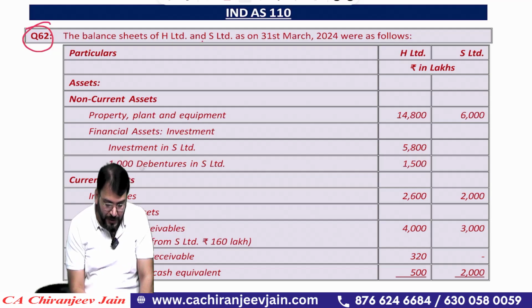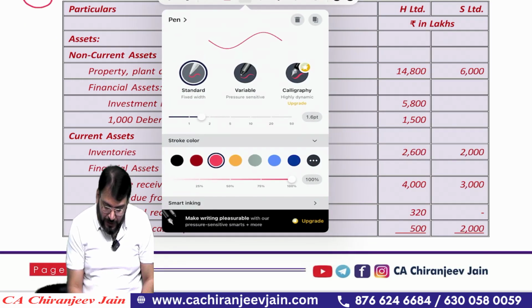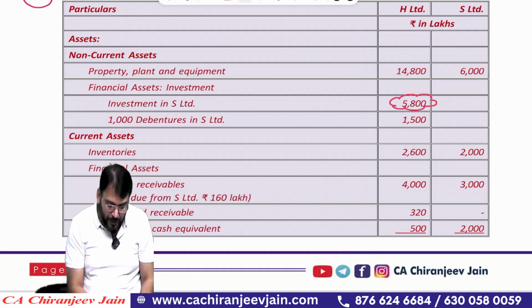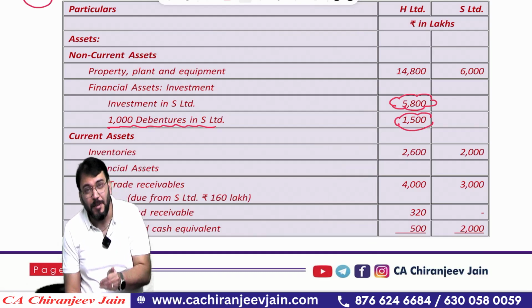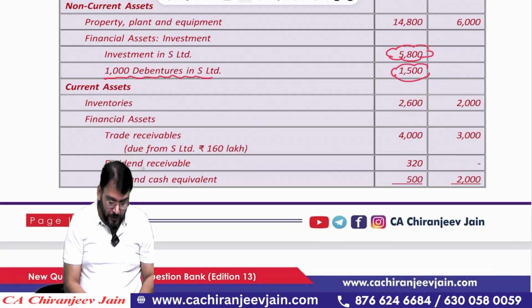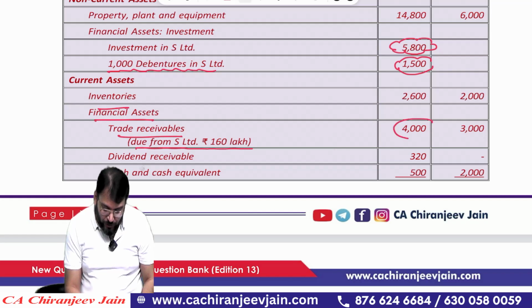The balance sheets of H Limited and S Limited on 31st March 2024 were as follows. You can see PPE, financial asset, investment in S Limited equity shares 1000, and they have also made an investment in the debentures of S Limited, 1500. Then inventory, financial asset, trade receivable, which includes 160 lakh due from S Limited.